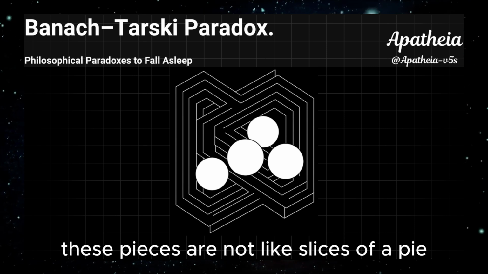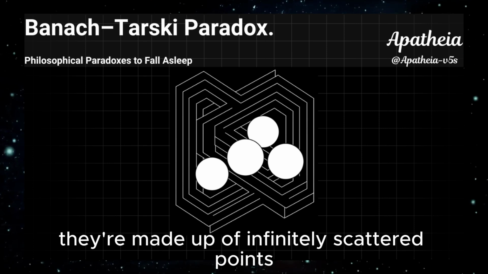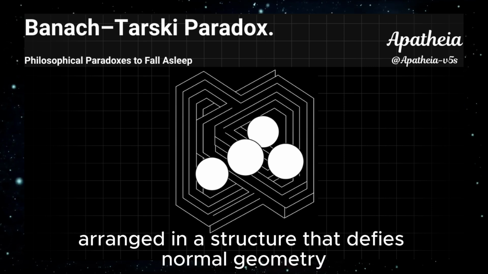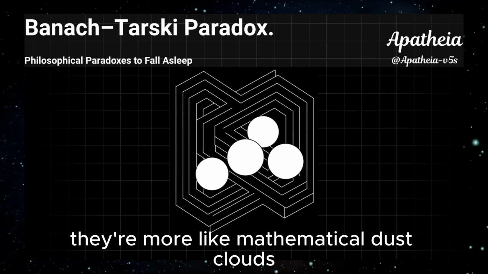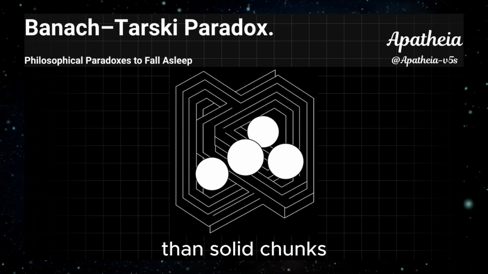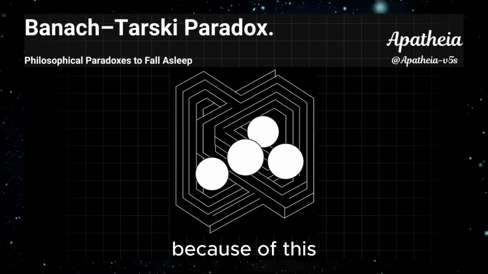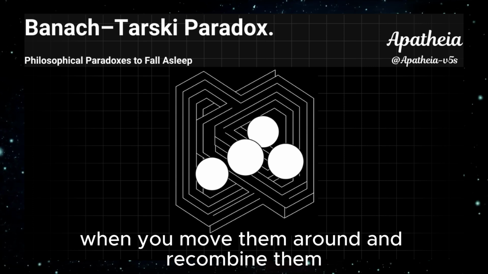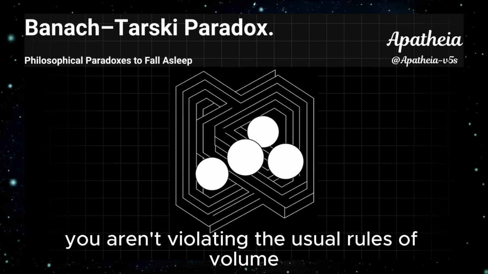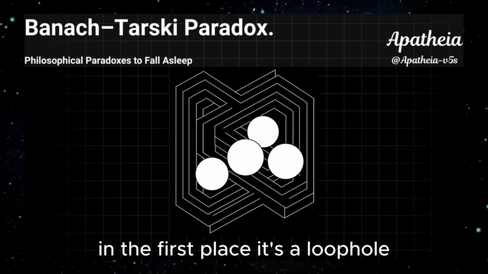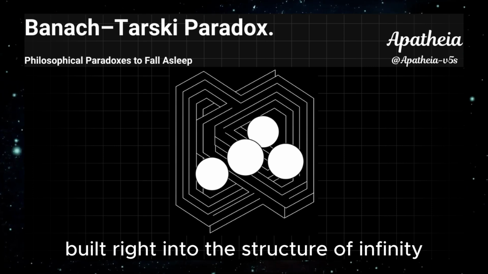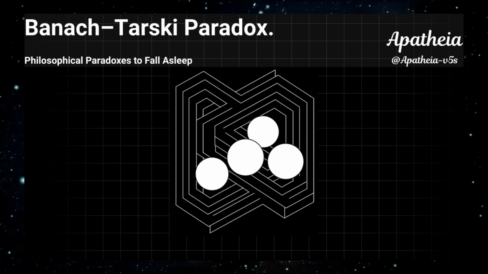These pieces are not like slices of a pie. They're made up of infinitely scattered points, arranged in a structure that defies normal geometry. They're more like mathematical dust clouds than solid chunks. Because of this, when you move them around and recombine them, you aren't violating the usual rules of volume, because volume doesn't apply to them in the first place. It's a loophole built right into the structure of infinity.